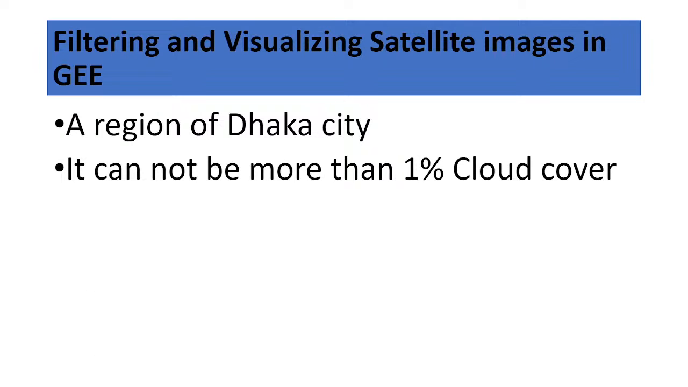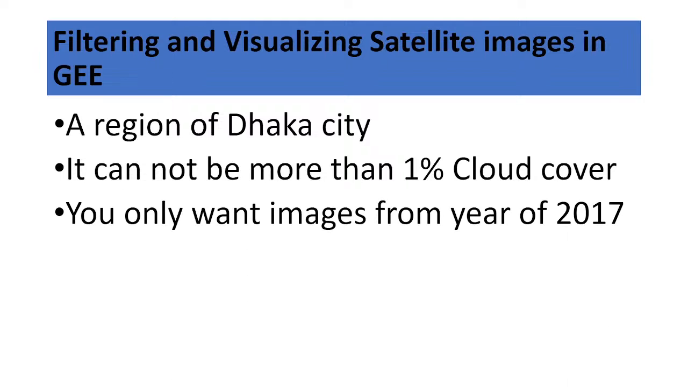Another factor is image metadata or image properties. Suppose I need only those images which have not more than 1% cloud cover. So this is another factor, image metadata or image properties filtering. And the third factor is filtering a specific time period. Suppose I need this image for the year 2017. I need this image for the rainy season or wet season or summer season or any time period.